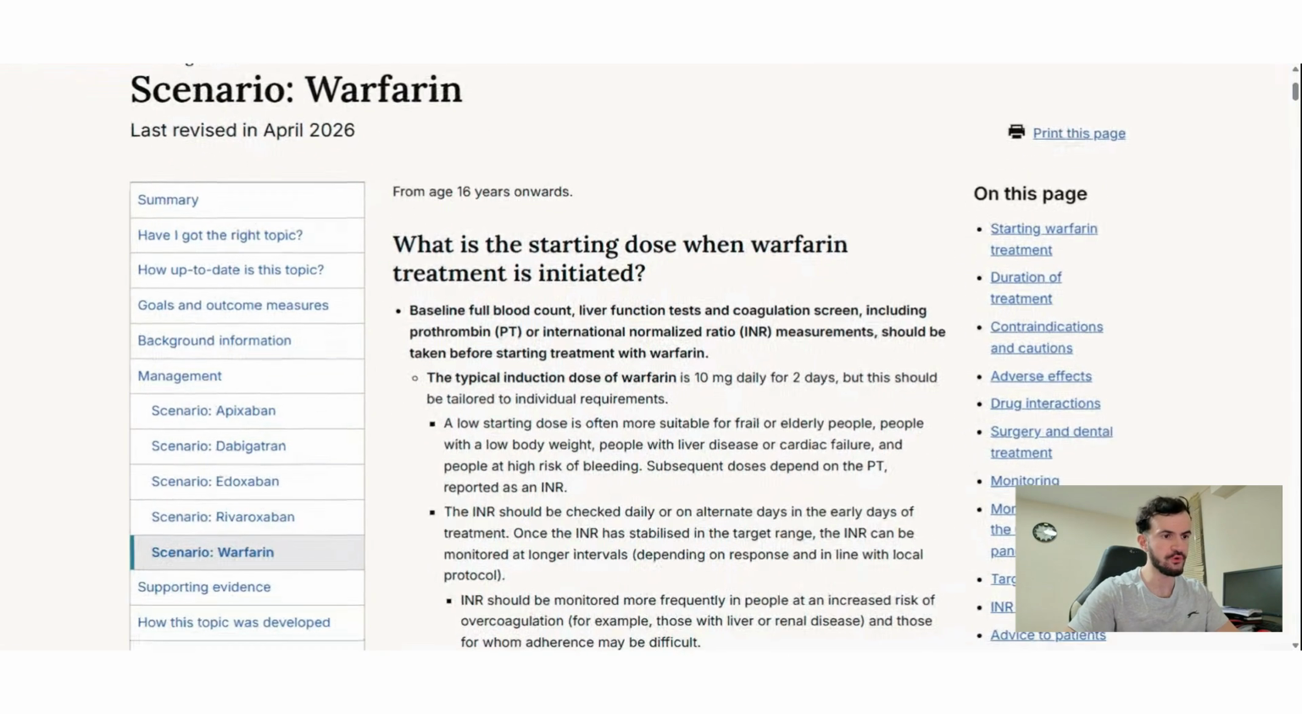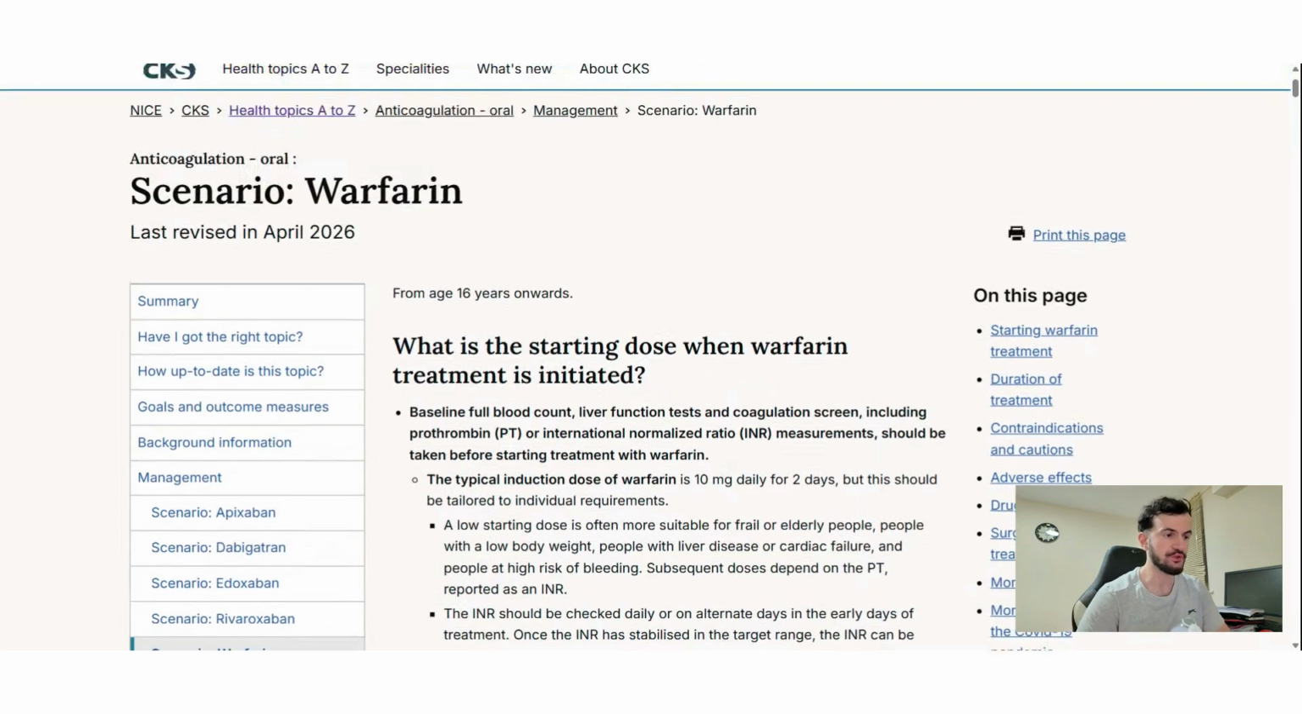So today we're going through warfarin, and the first point that we need to highlight is warfarin is used for anticoagulation. So it's not a DOAC, but it's used for anticoagulation. That's the first point.